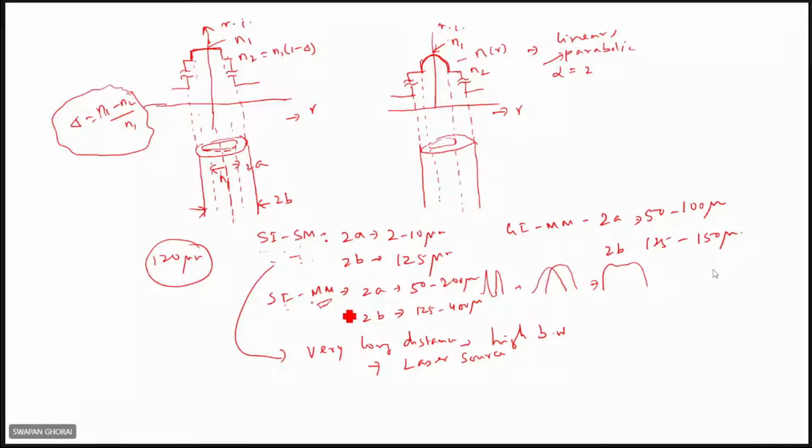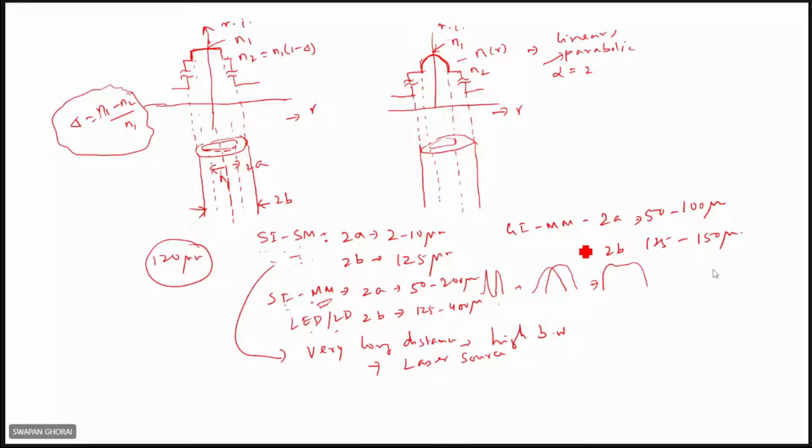In this case, another advantage, apart from the fabrication process, is that you can use any type of source. If you have MM fibers, you can use both types of sources, LED or laser diode sources. Both sources can be used here, because the dimension is quite large. But they have problems of dispersion limitations, right? So that is the SI-MM fibers.